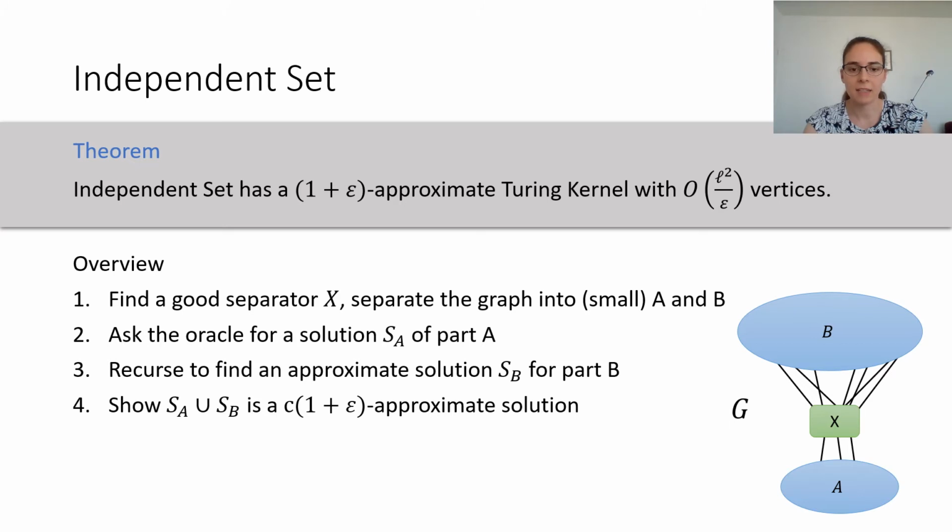And then in the last step we show that the solution we obtain for part A together with the solution we obtain for part B is a good approximation of the optimal independent set in the graph. It's clear that the combination is an independent set because X separates them, but we need to show that it's actually good enough. Of course, to be able to show that, we need to pick this separator carefully. So let's look at what a good separator would be.